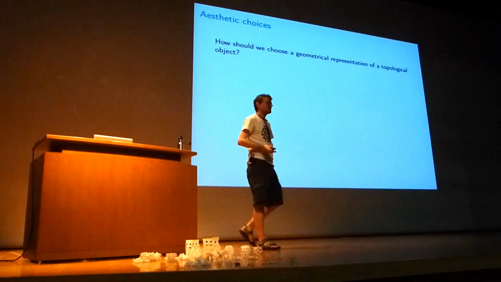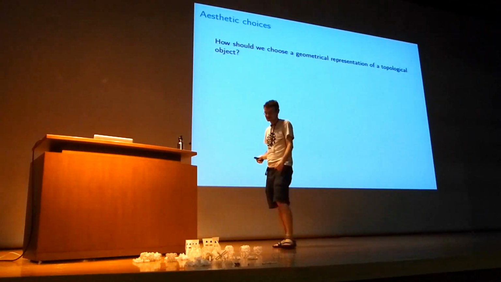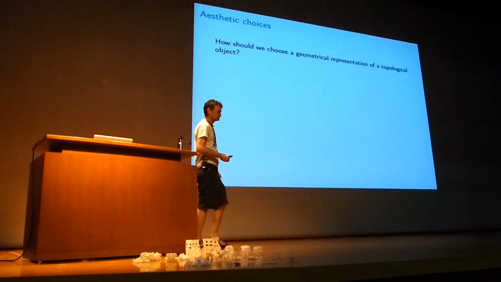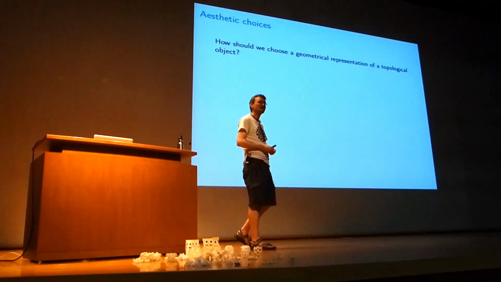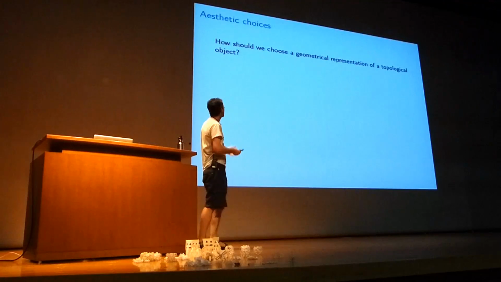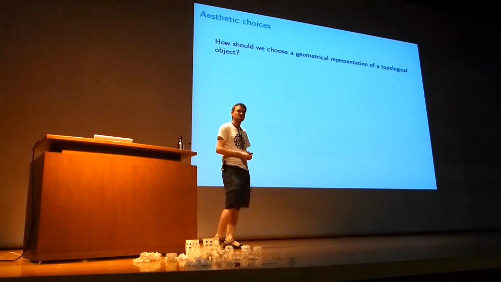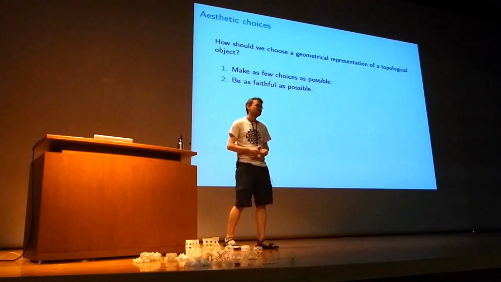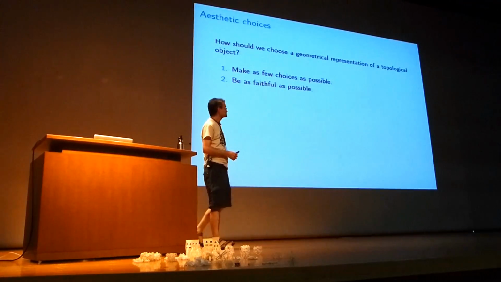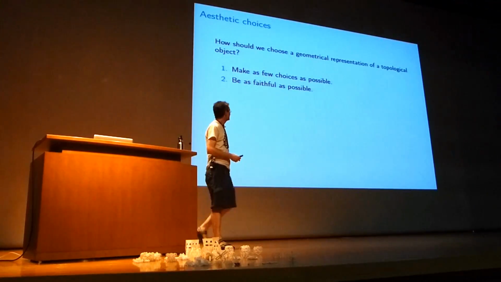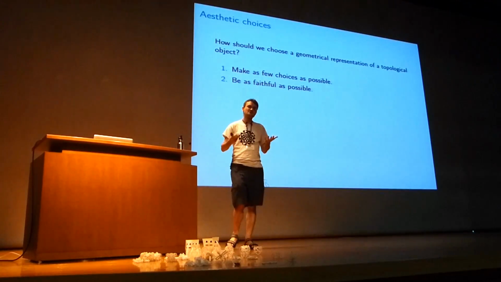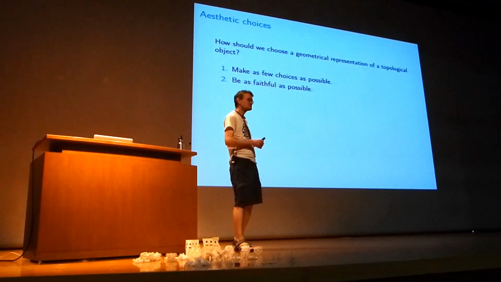So there are some aesthetic choices here, right? I mean, in a sense, this isn't mathematics. You just have to make some choices. But I guess I'm going to argue for a particular way that we should make choices. How should we choose the geometrical representation of a topological object? I think these are the principles we should follow. You should make as few choices as possible, and you should be as faithful as possible. And by faithful, I mean faithful to the geometry or the symmetry of the object.